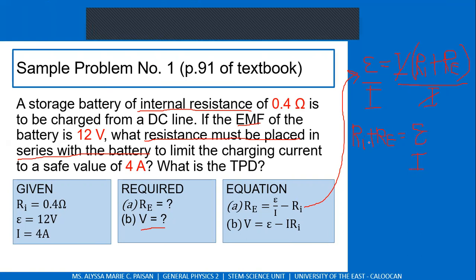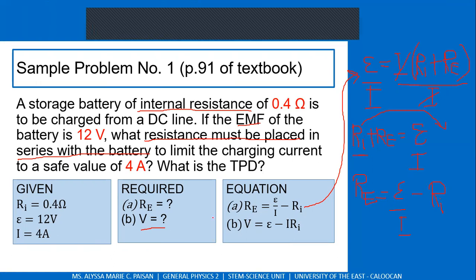Now, to fully isolate Re, we have to transpose Ri to the other side. And since it is positive in this side, it will become negative on the other side. So we will have R sub E is equal to epsilon over I minus R sub I. Okay?